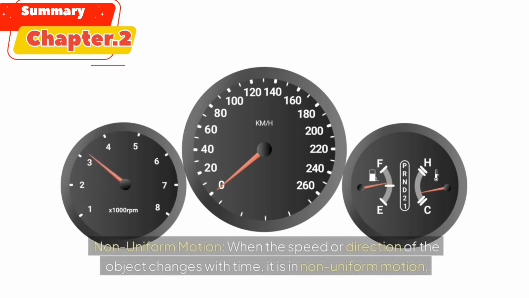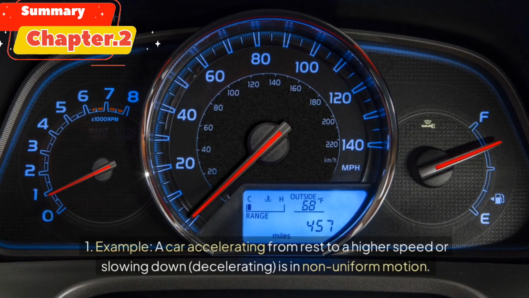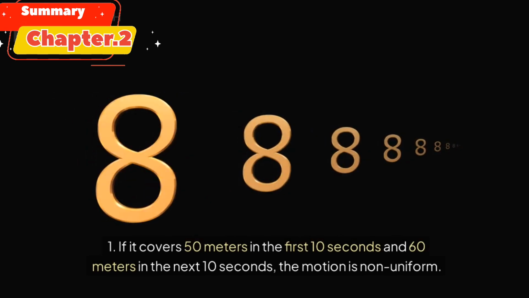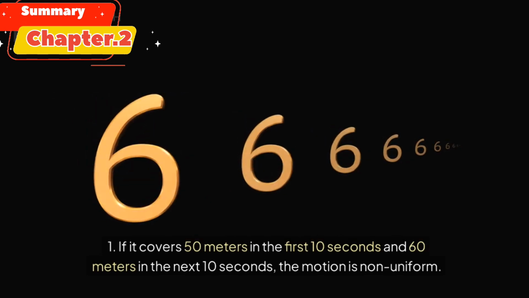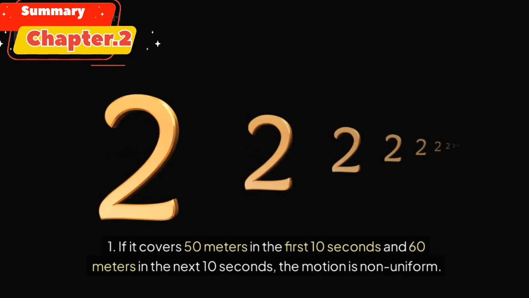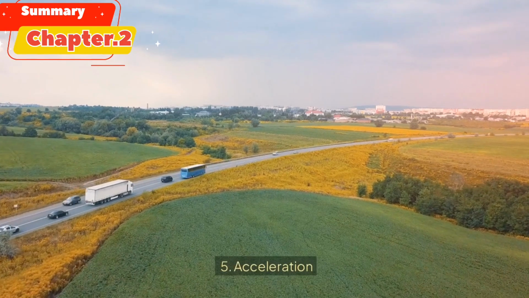Non-uniform motion: when the speed or direction of the object changes with time, it is in non-uniform motion. Example: a car accelerating from rest to a higher speed or slowing down, decelerating, is in non-uniform motion. If it covers 50 meters in the first 10 seconds and 60 meters in the next 10 seconds, the motion is non-uniform.